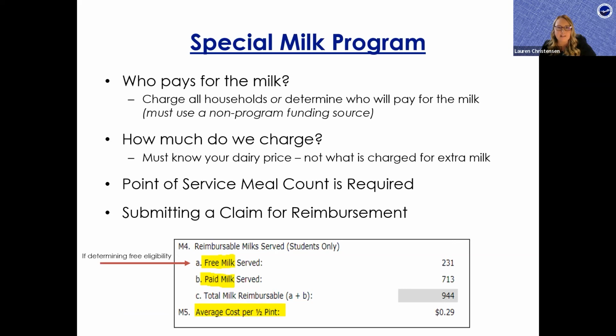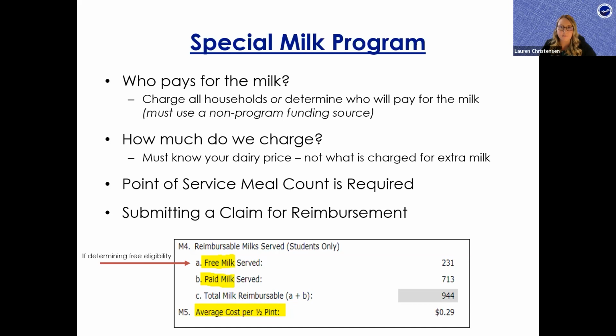So keep in mind that is the actual price of the milk. Maybe that's going to be different from what you charge for extra milk. So make sure that you are recovering those costs. And then on line C of the claim, that total milk reimbursable would auto-populate as part of the claim. So again, two different ways to go about that.